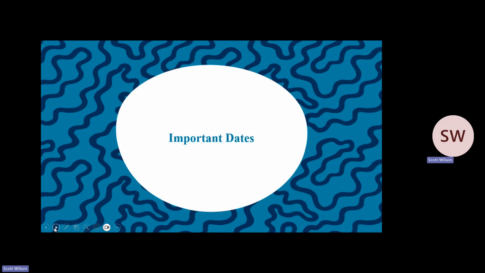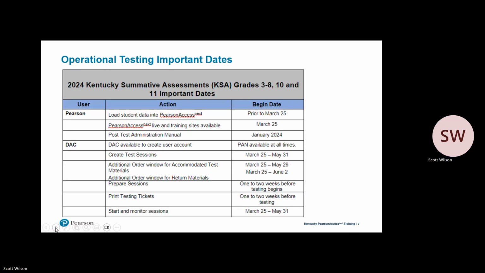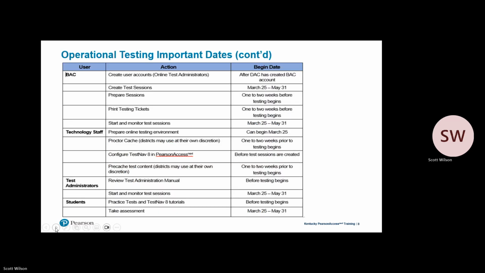Okay, next we're going to touch on some of the important dates. The next few slides have charts with the operational testing dates. It has the dates for Pearson when we're loading Pearson Access Next. It has all of the information listed for the DACs and what they need to do. The next slide here has the BAC information, all of the actions that they need to take. Also the technology staff, the test administrators, and students.